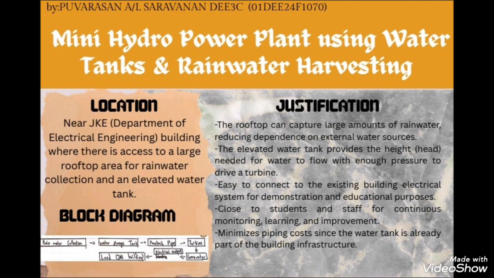So today I will explain about a mini hydropower plant using water tanks and rainwater harvesting. Let's look at the location I chose for this experiment. The location I chose is a building near JKE, where there is access to a large rooftop area for rainwater collection and an elevated water tank.